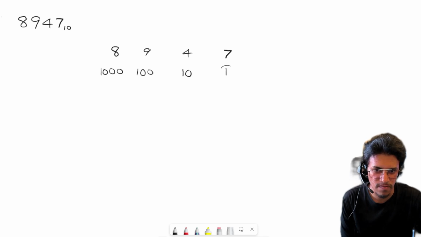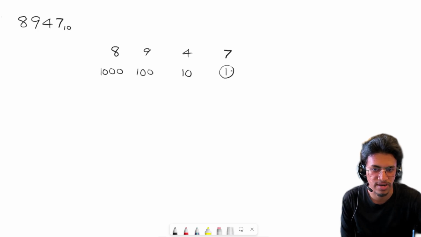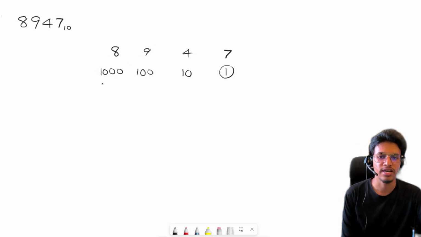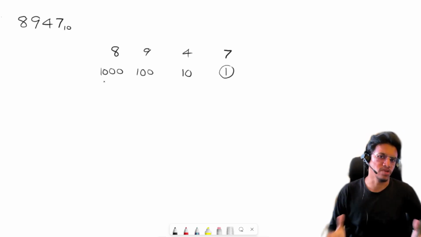So this is ones. That means here the place value of 7 is 7, right? And the place value of 4 is 40, right? Place value of 9 is 900, and 8 is 8,000, right? So that is how denary works, right?